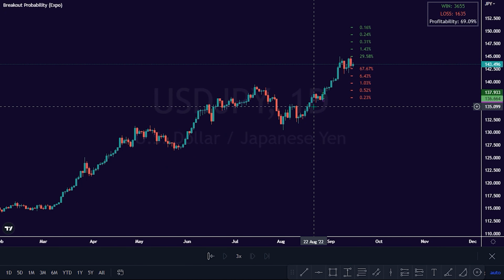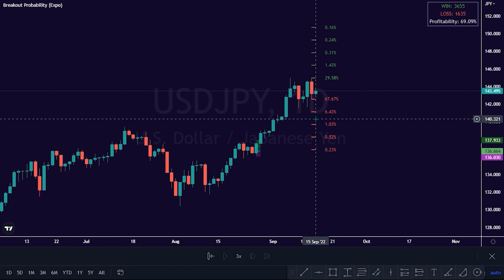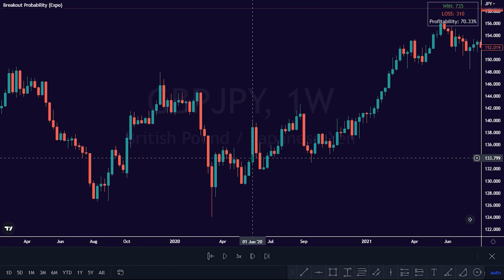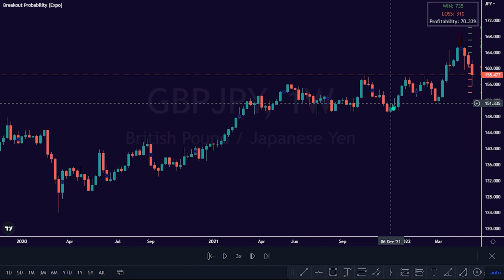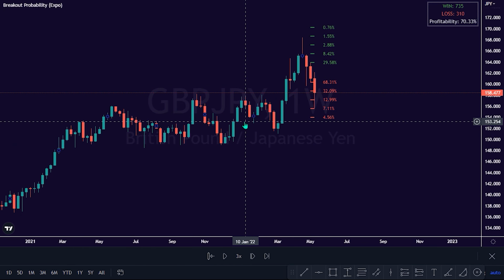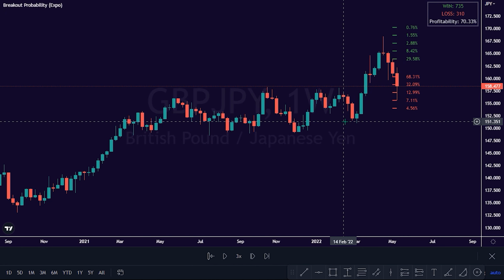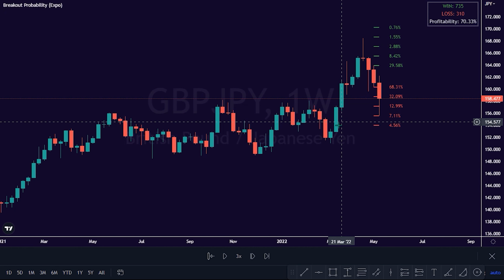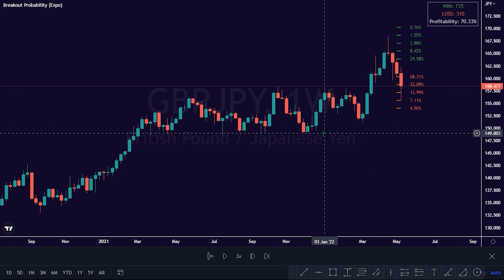How can traders use the Breakout Probability Expo trading indicator in the market? To apply this trading indicator for bullish anticipation, look at the daily or a higher time frame to get your bullish trading bias. Then go to a lower time frame and look for bullish setups in that uptrend direction.